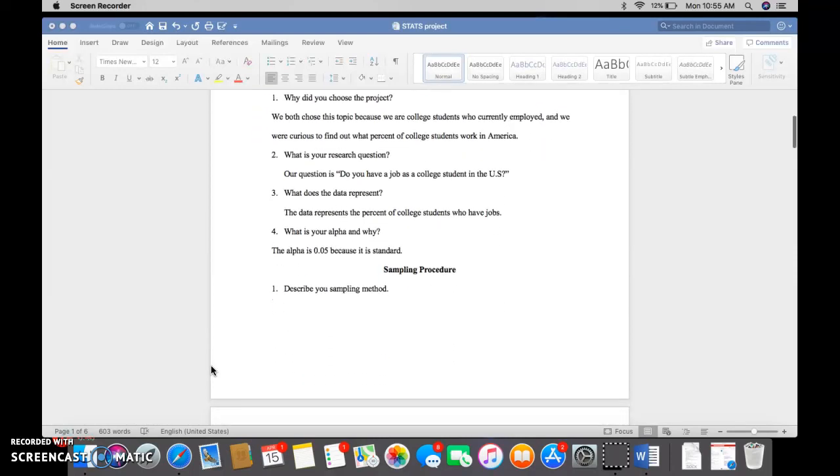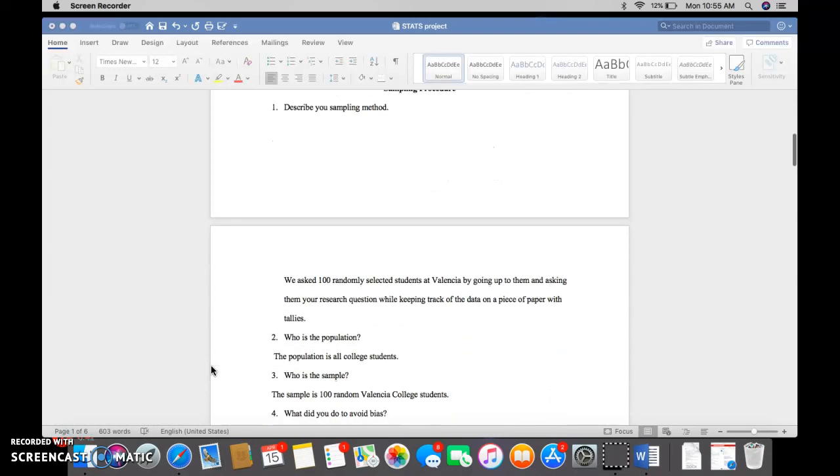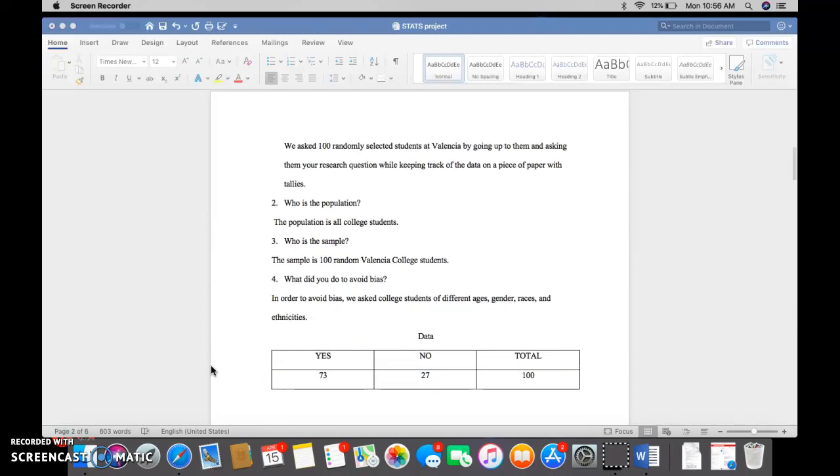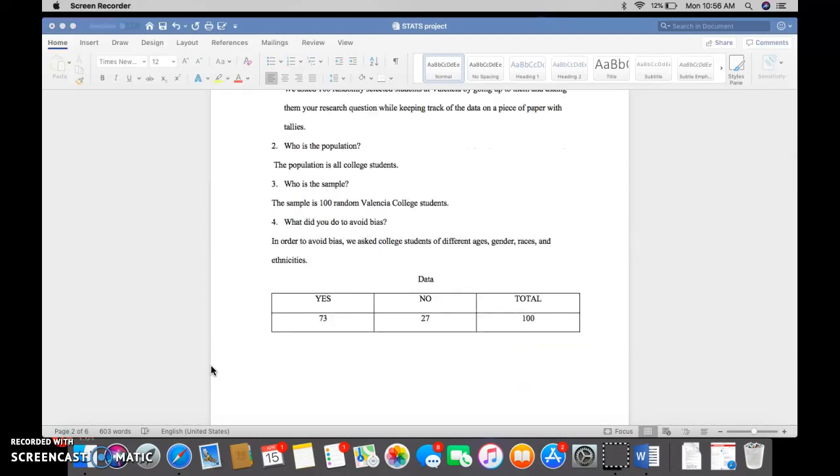For the sampling procedures, describe your sampling method. We asked 100 randomly selected students at Valencia by going up to them and asking them the research question and keeping track of our data on a piece of paper. Who is the population? The population is all college students. Who is the sample? The sample is 100 random Valencia college students.